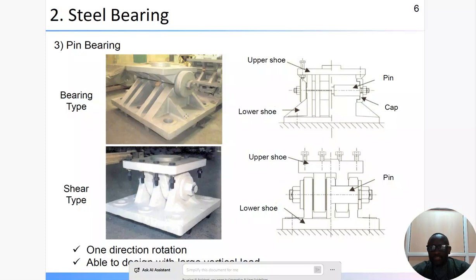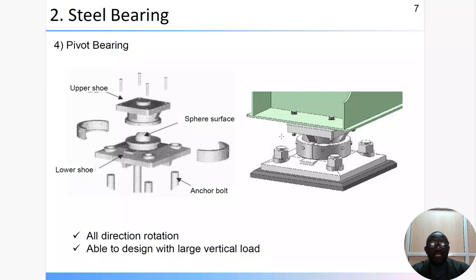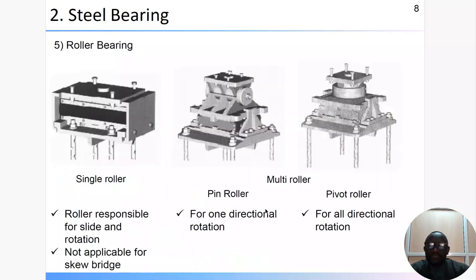One direction rotation, able to design with large vertical loads. So the more you design, you get your reaction. Once you have that reaction, definitely all this can be done. So these are kind of details, and we're done. Pivot bearings, definitely I know rotation in all directions. So for curved bridges and other things, able to design with large vertical loads also.